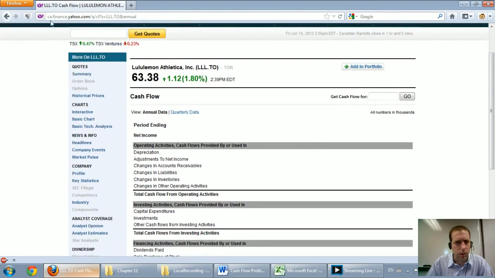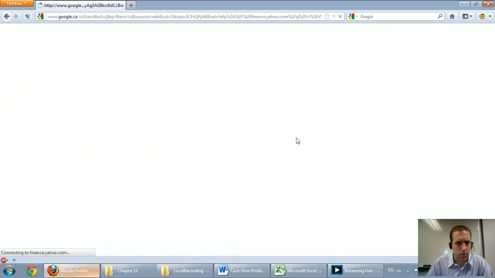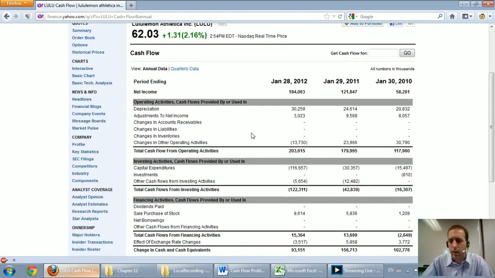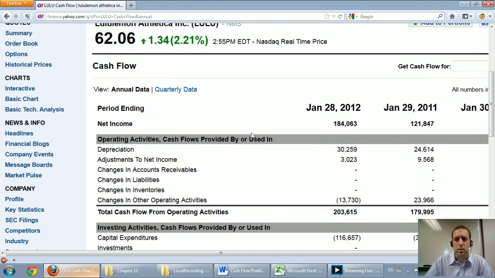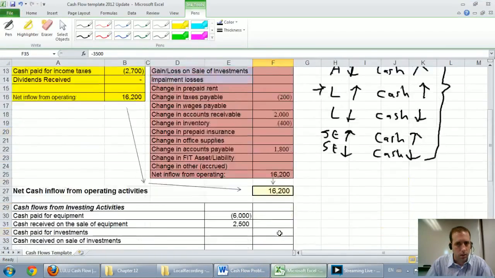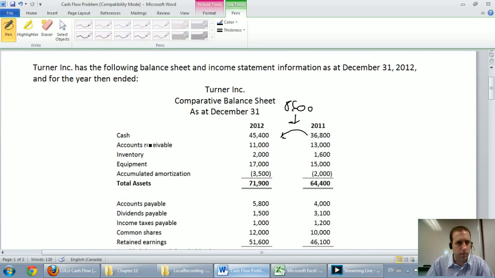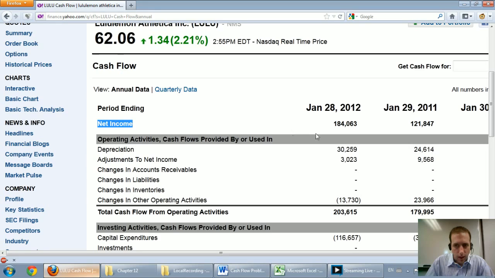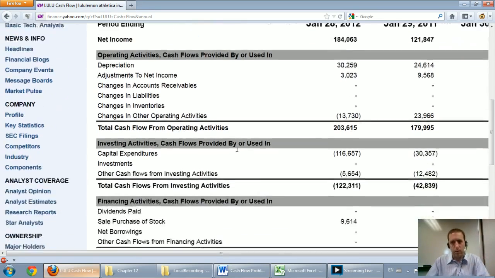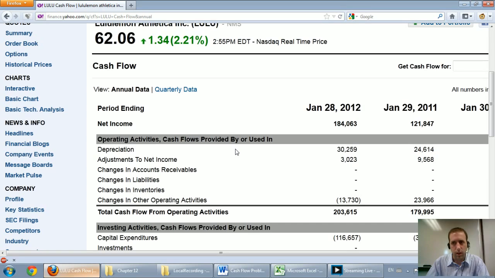And why am I not getting data? I looked this up just the other day. Let's try this one. There's some data. Okay. So let's look at Lululemon's. First of all, I want you to first identify, is this direct or indirect method? And what you should notice is if it starts with net income, that is the start of an indirect method. And you can see Lulu did exactly what we did. They had net income first, and then they add back their depreciation, and they do very similar. The professionally prepared one is actually very similar to what we've learned how to prepare.